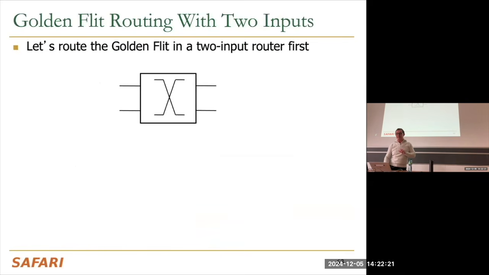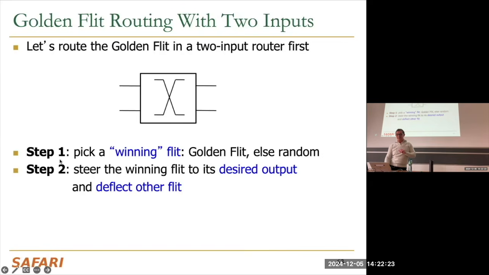So let's route the golden flit in a 2-input router first. The first step is to pick a winning flit. And the algorithm is, if you have a golden flit, that's the winning flit. Otherwise, you randomly pick one flit to prioritize, meaning to be the winning flit. And then step 2 in this 2x2 router is to steer the winning flit to its desired output port and deflect the other flit. Okay, this is a local decision over here.